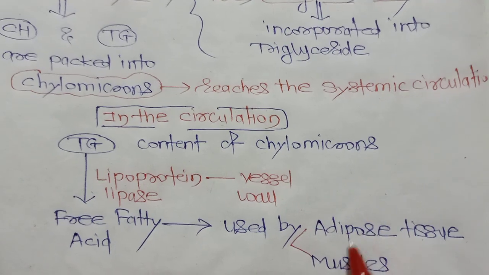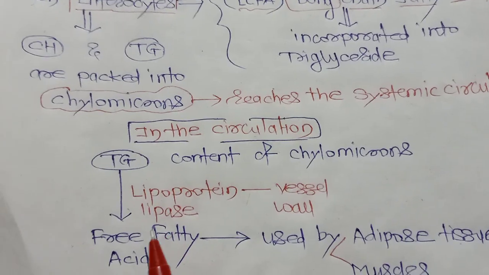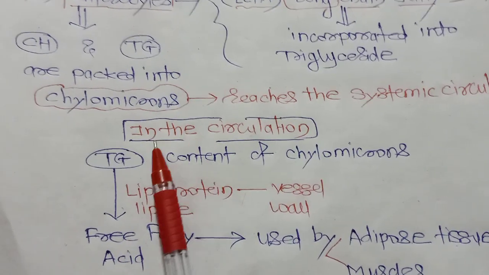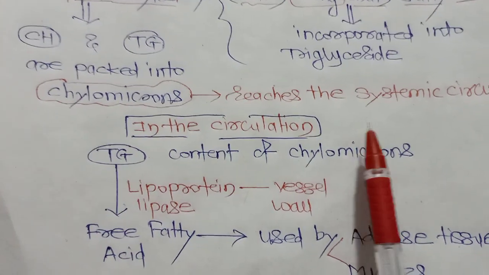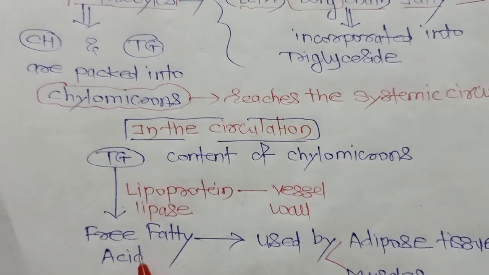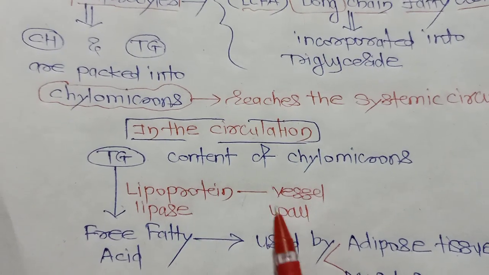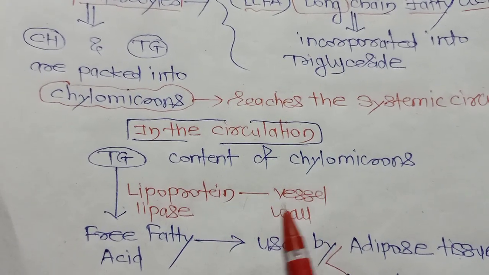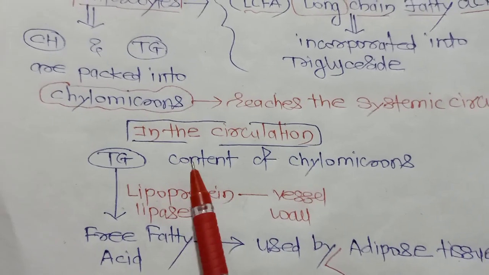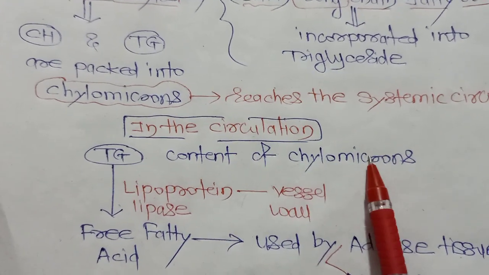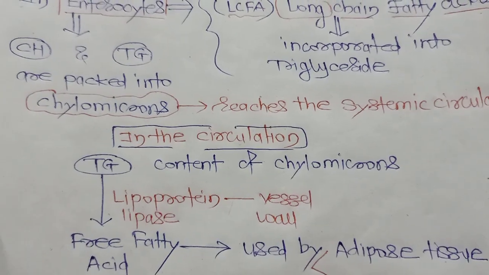They are used by the adipose tissue and muscles. Now, from where is this free fatty acid generated? From the triglyceride content of chylomicrons, which is converted into free fatty acid with the help of the enzyme lipoprotein lipase. This lipoprotein lipase is present in the vessel wall or vascular endothelium. So it converts the triglyceride content of chylomicrons into free fatty acid, which is used by the adipose tissue and muscles.